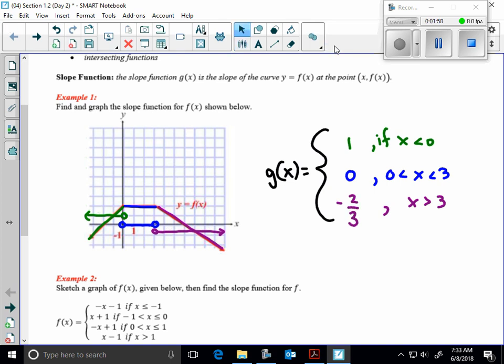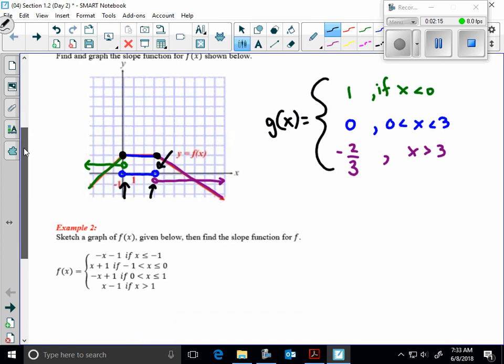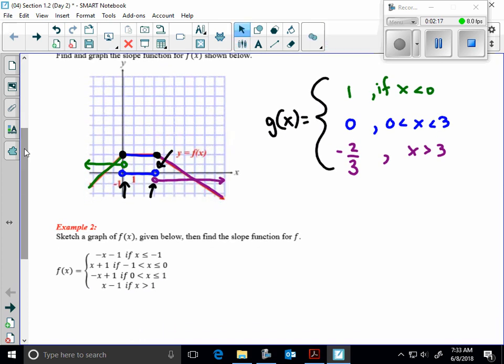Now, I want to point out something pretty important here, is that we have these open holes here at the ends, and the reason for that is because at these points there is no slope, right? Because it's a corner or an abrupt change, that slope doesn't exist at those points. So therefore, it is important that those would be open there.